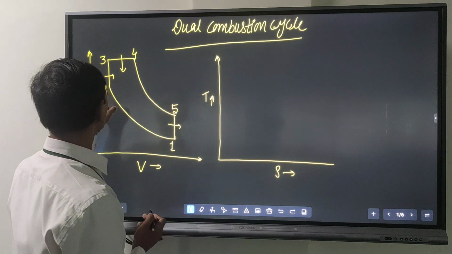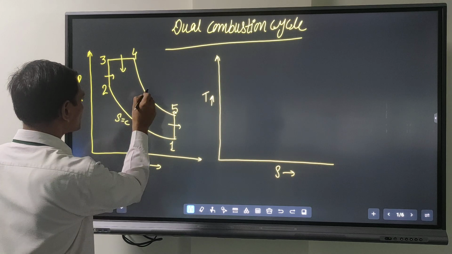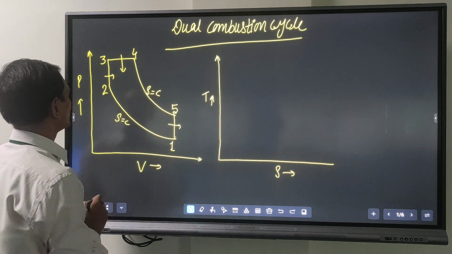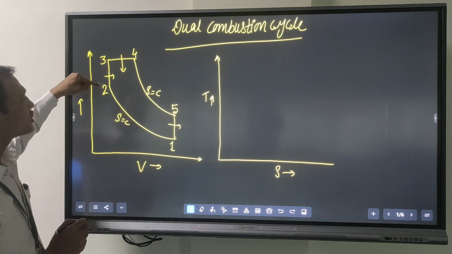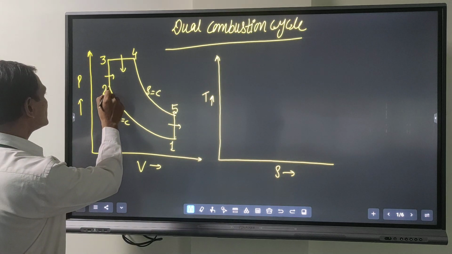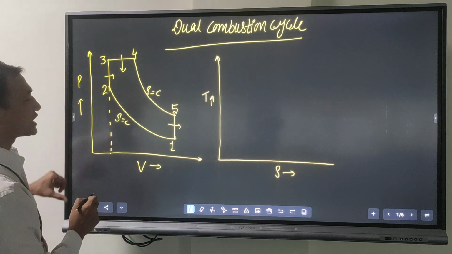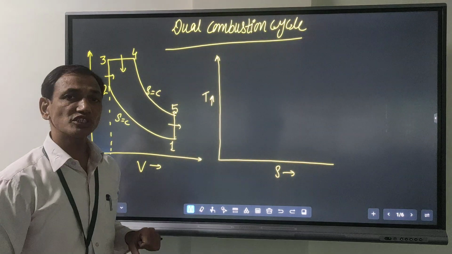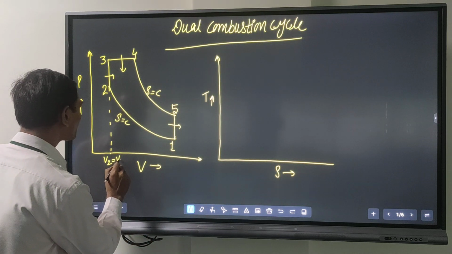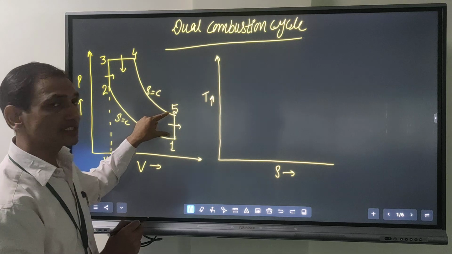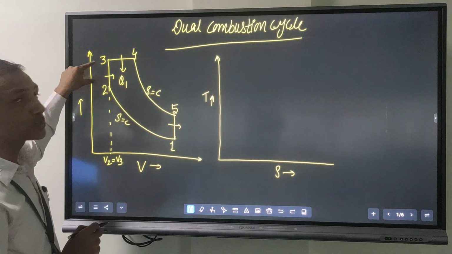So here 1 to 2 is the compression. Compression means entropy is constant, and heat is added in the process 2 to 3. 2 to 3 is an isochoric process, volume constant, so we can write V2 is equal to V3, and here heat addition Q1 occurs at the process 2 to 3.